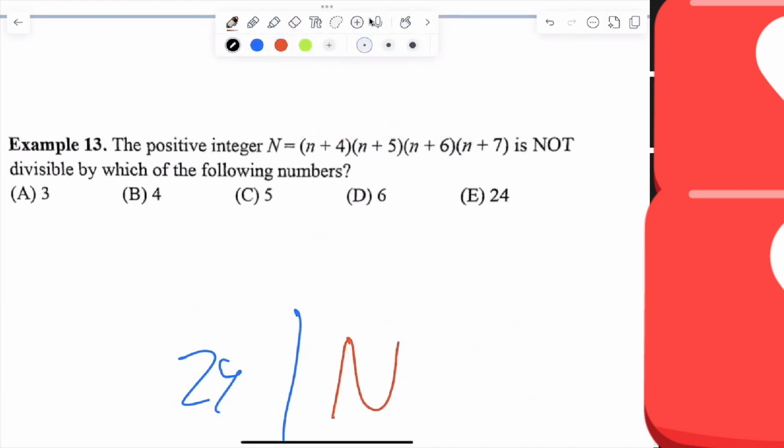Why? Because as you guys go on in your mathematical careers, you might learn about remainders and modulos. Modulos is basically remainders.